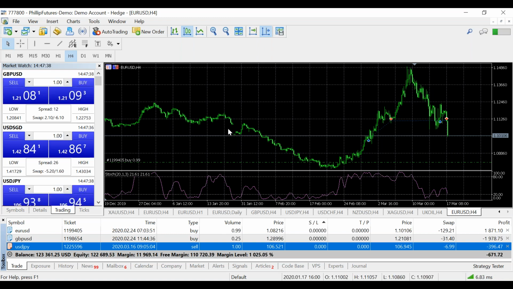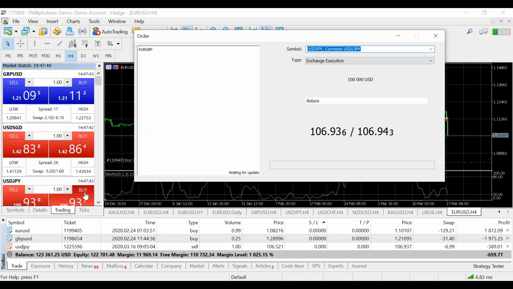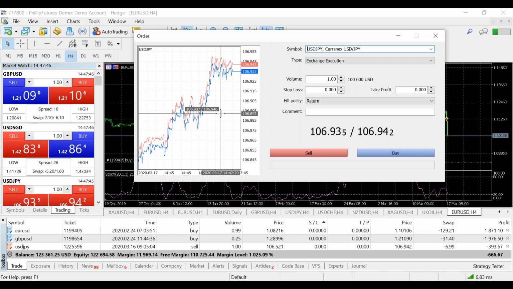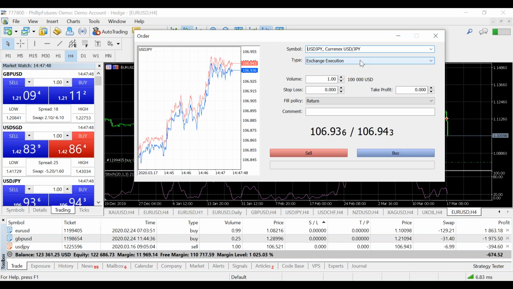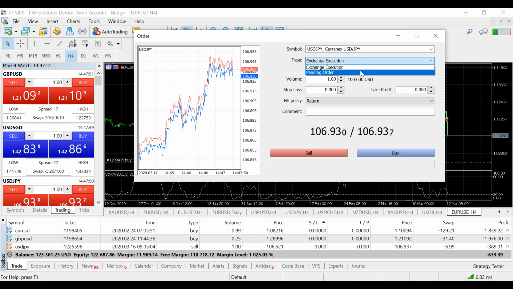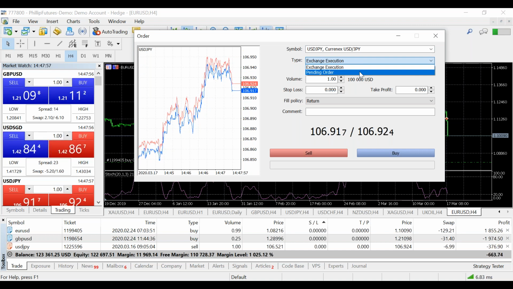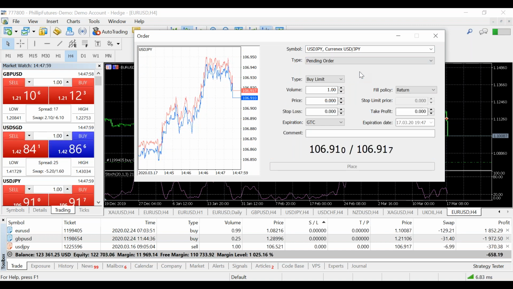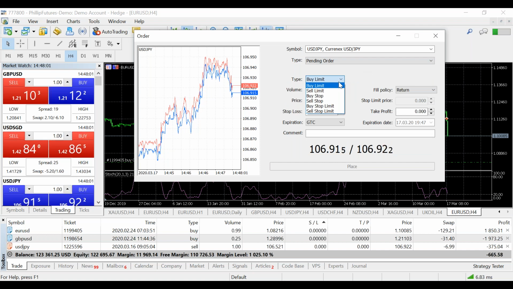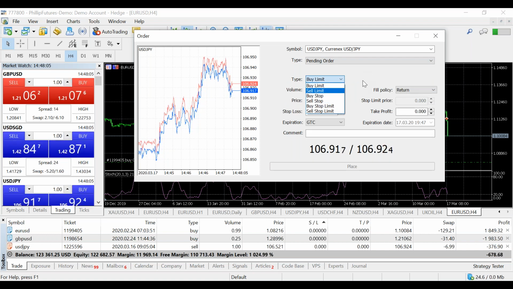So how to place a trade? Let's say I have dollar yen. If I want to place a trade and I press buy, the order window should come up. Execution will be market order. Otherwise, if you want to put a certain order, maybe a buy limit or stop limit, you need to click pending order. Here you can input the different orders you want to do: buy limit, sell limit, buy stop, sell stop as well.